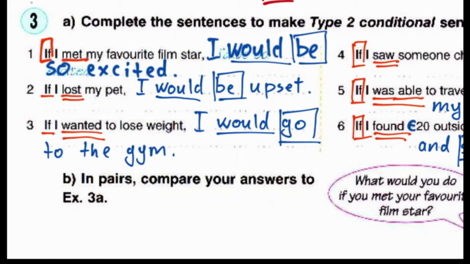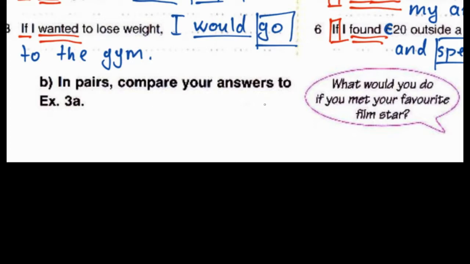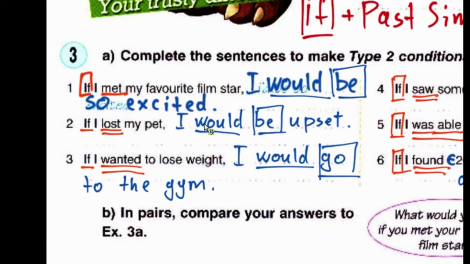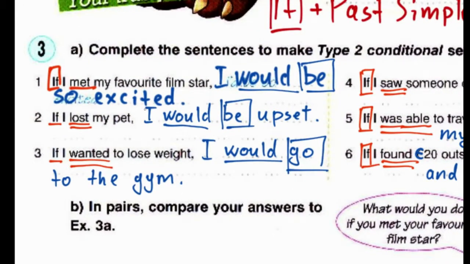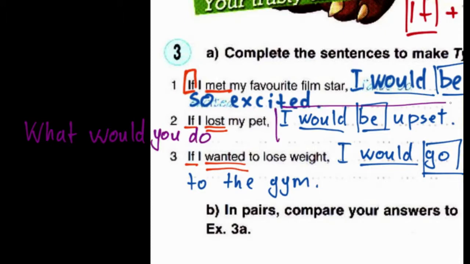Here I have part B. In pairs, compare your answers. What would you do if you met your favorite film star? So here I have to make questions. All my questions begin in the same way. What would you do? So what would you do? I just make a question from this part.